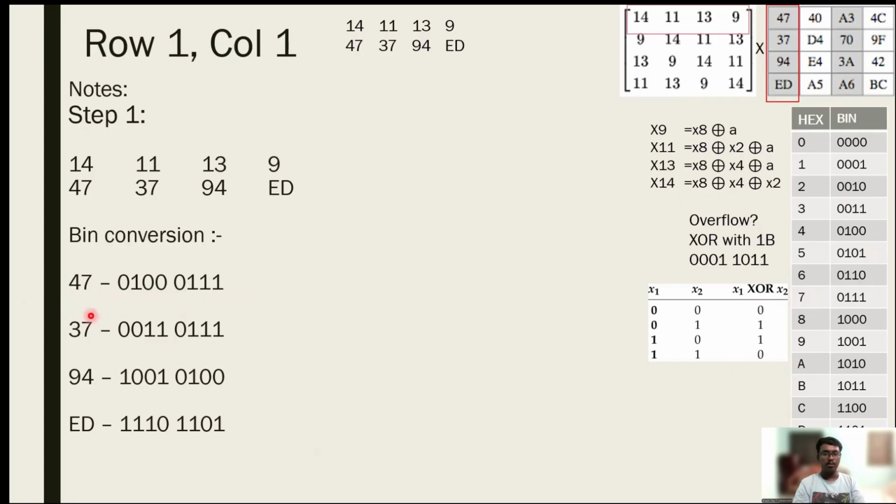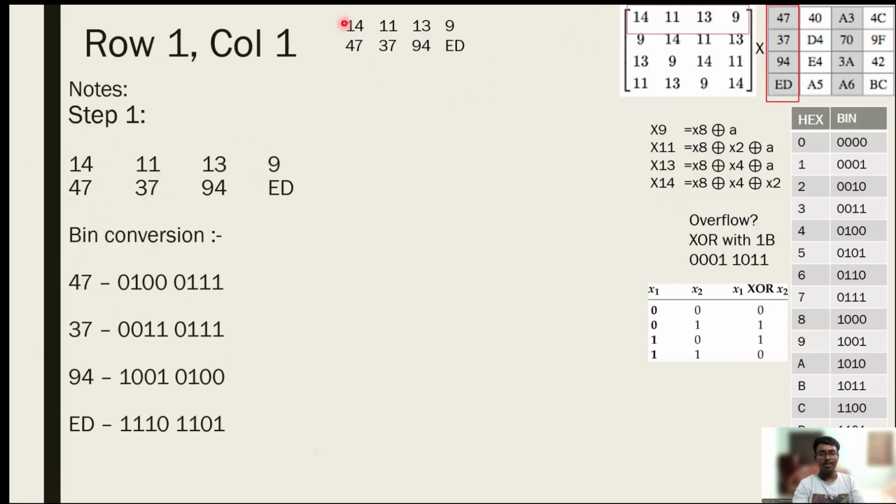I'm saying that again: we are not just converting 47 to binary, but instead we are converting it to 4 and 7 separately and concatenating them. I think you got it. And likewise, we are going to do it for 37, 94, and ED. This is how you do the binary conversion here. And we have something like 14, 11, 13, and 9. These numbers came from here only.